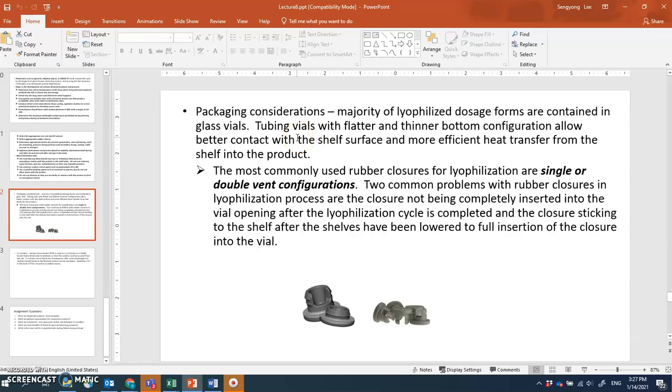And then the rubber closure system. So these are the rubber caps that are going onto your vial. See that little opening? Yes, it's a single ventilation opening here. But if you have something like that, it's a double vent configuration. So you need to use one of these to stopper your vial. Okay, so you need to choose the right one.